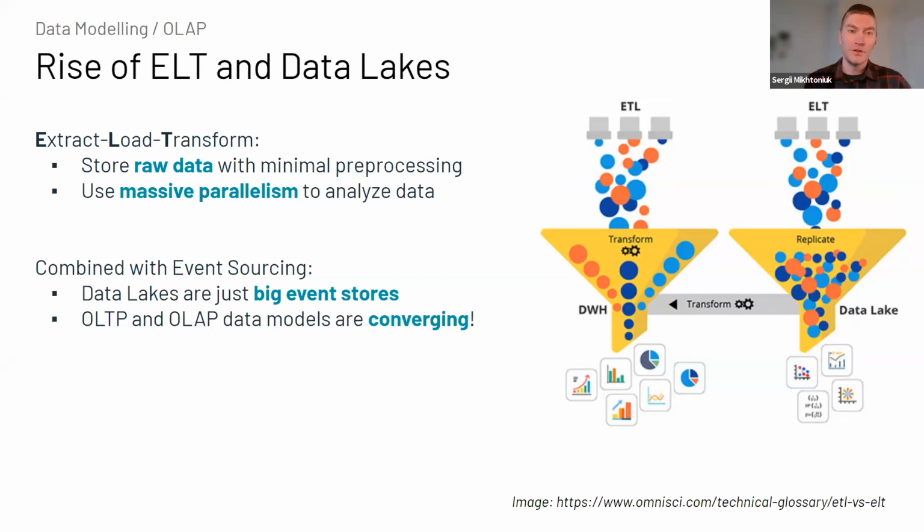So it's really interesting how this concept combines with event sourcing, because in event sourcing, our data is already in the form of historical events. If we apply ELT to it, data lakes are just becoming very big event stores. They just store all the history of all applications, right? So this is a great indication to me that OLTP and OLAP data models are actually converging.